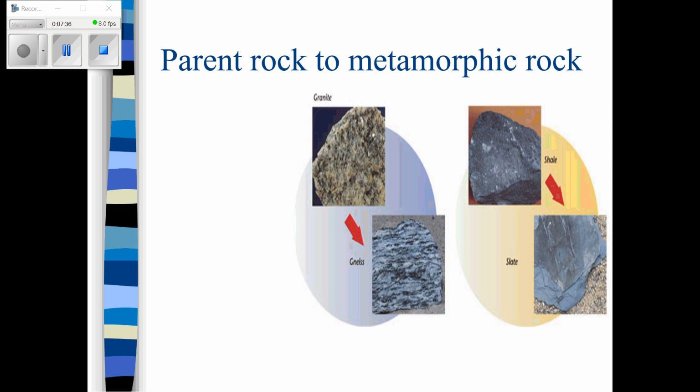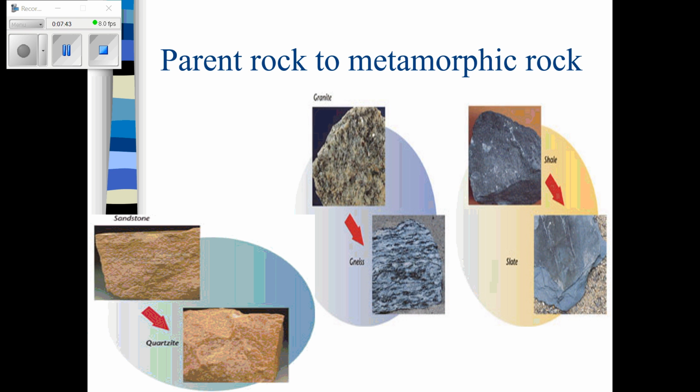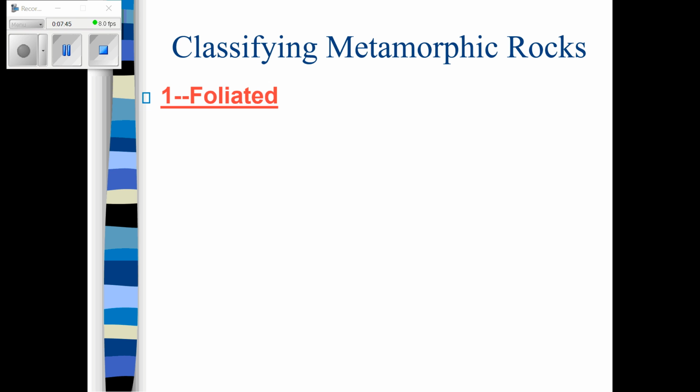All right, this just shows some of the parent rocks and metamorphic rocks. So granite becomes gneiss, shale becomes slate, sandstone becomes quartzite. That's just a few examples.